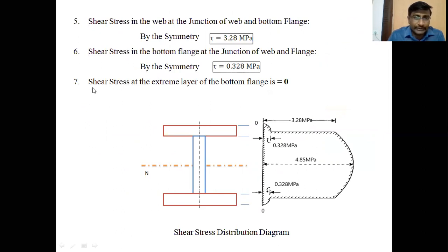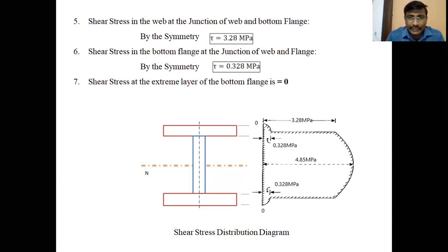And the last value is the shear stress at the extreme layer of the bottom flange. The shear stress at the extreme layer of the bottom flange is also 0, because the area sliced over the bottom flange is the complete area; there is no area below that extreme layer. Therefore, there is no sliding resistance force at that particular layer, so shear stress is 0 at the extreme bottom layer. Clear, students? These are the values of shear stress at different locations of the I section.